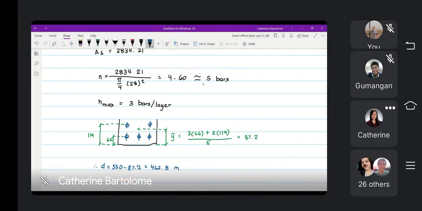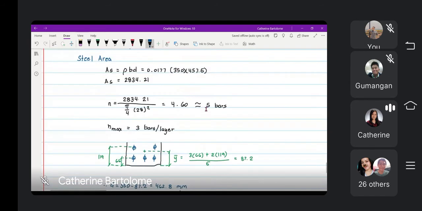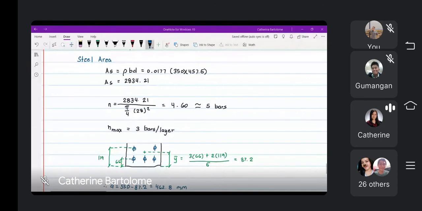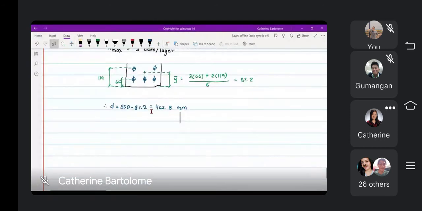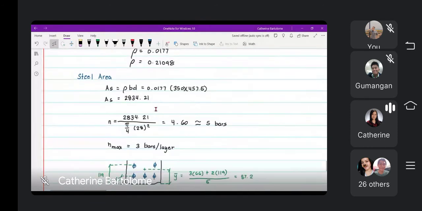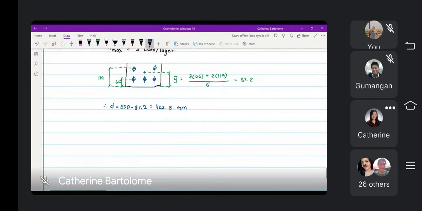462.8. Okay? So, hindi pa tayo pwede mag-stop dito because we have to check if 5 bars is really enough to resist our ultimate load, right? So, after that, we have to check your rho minimum. Since your actual steel area muna. Yung kanina, required steel area yon, right? So, actual steel area of 5 bars? Yes. 5 over 4 times 28 squared.